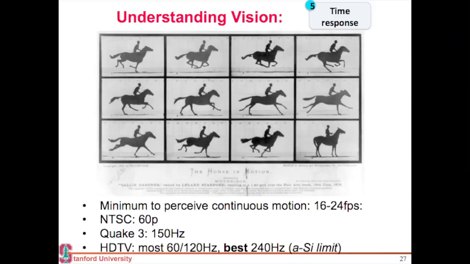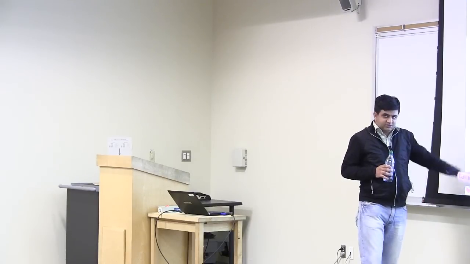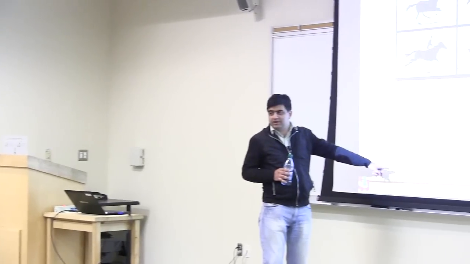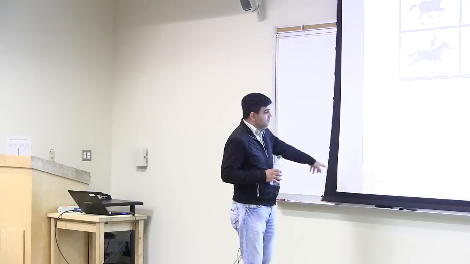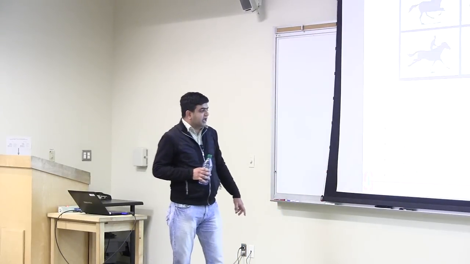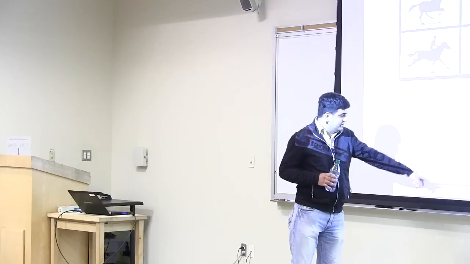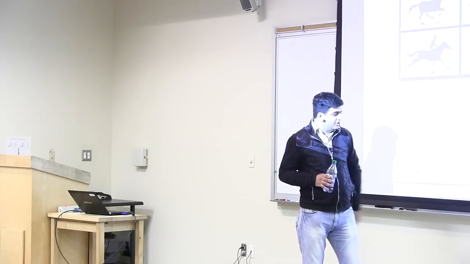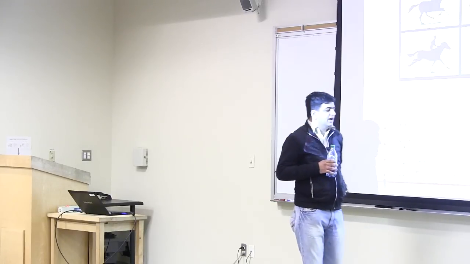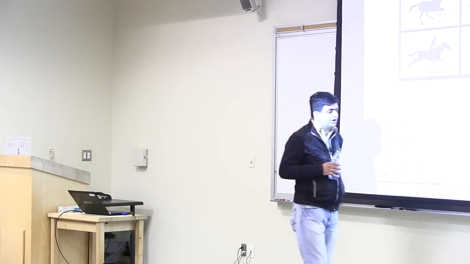Most of the signal that you see on your TV has a frame rate between 50 to 60 frames per second. Some of the really advanced games, like, how many of you have played Quake 3? Quake 3 has a frame rate of 150 hertz, or 150 frames per second. Most of the HD TVs that you buy today have a frequency of either 60 or 120 hertz. Some of the really best ones have a refresh rate of 240 hertz.